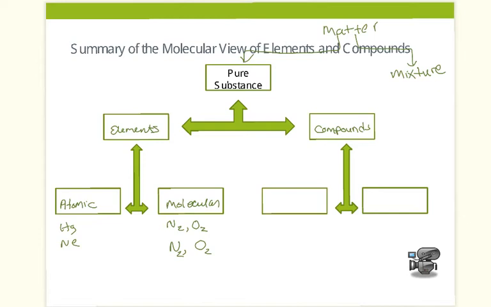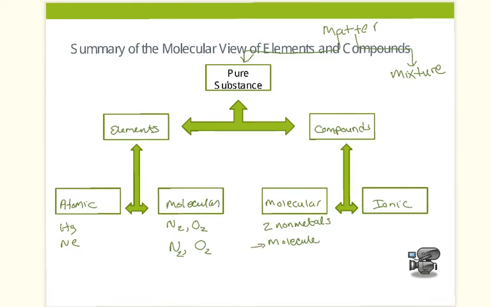Now let's talk about compounds. Compounds can be further split into molecular compounds, and we have ionic compounds. Now the molecular compounds are made up of 2 nonmetals. Okay, and the smallest unit is called a molecule for molecular compounds.